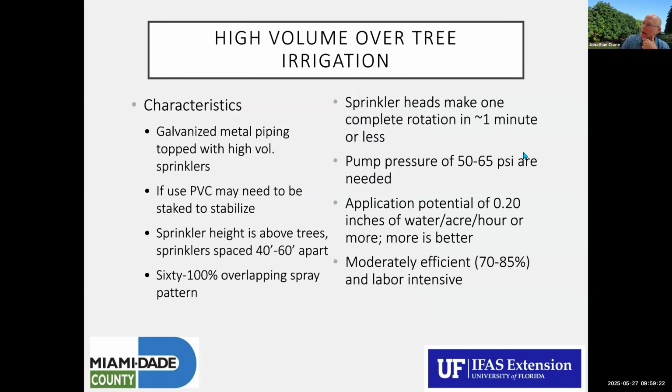Usually galvanized pipe. If it is PVC, it needs to be staked to stabilize it. Generally, they're spaced pretty wide apart, and they have an overlapping pattern, so the whole grove is irrigated. And this talks about the sprinkler heads making a rotation in about a minute, the amount of pump pressure, so you need large enough pumps to move this water through the system. And generally, they apply somewhere between 0.2 and 0.25 inches of water per acre per hour. And they're moderately efficient, although the wind can distort that pattern quite a bit.